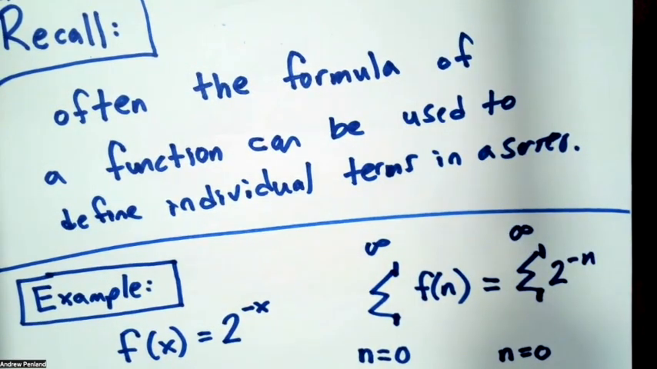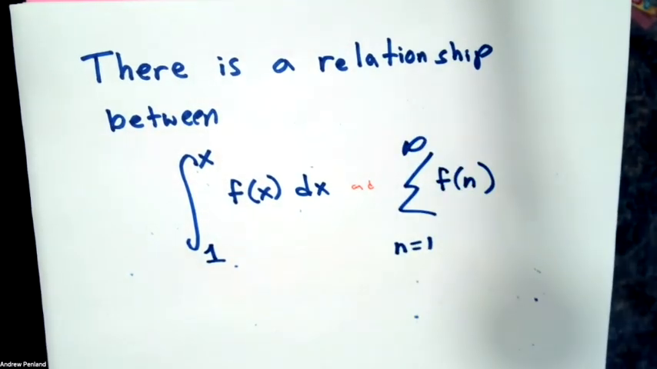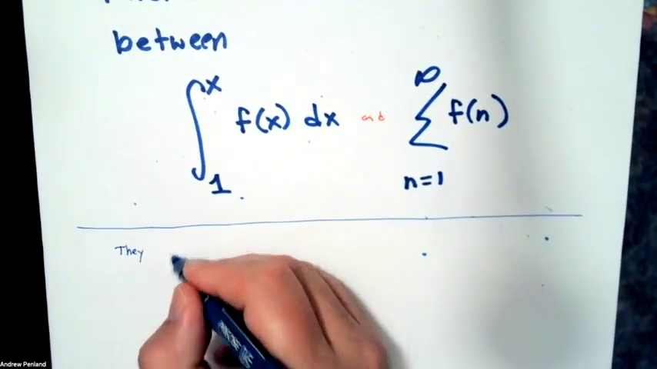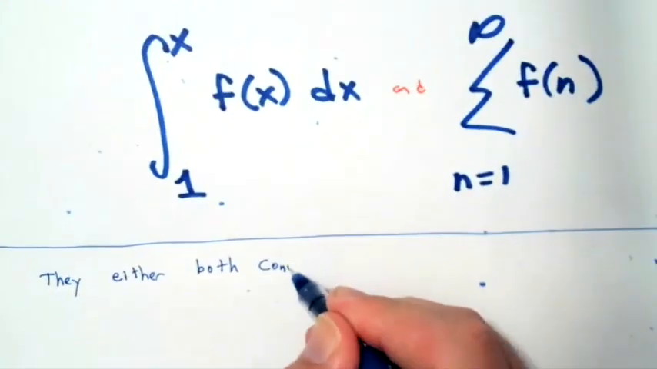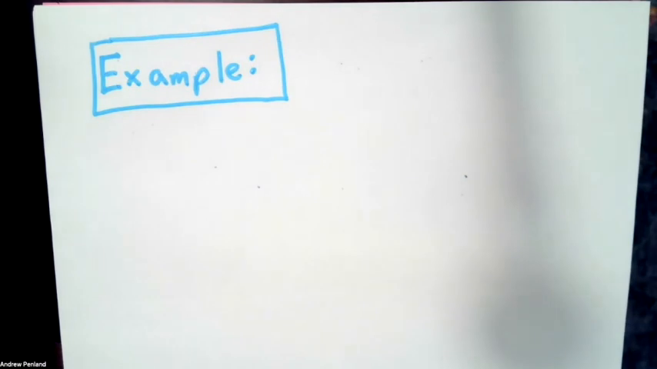It turns out that for any f of x, there is a relationship between the integral from 1 to infinity of f of x dx and the sum from 1 to infinity of f of n. Either both expressions converge, or both expressions diverge.